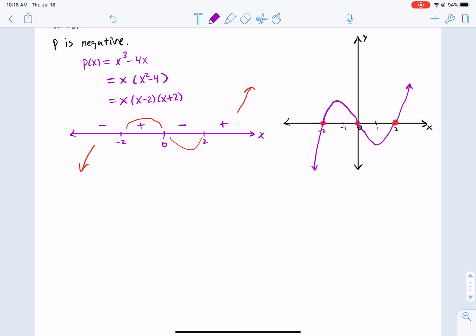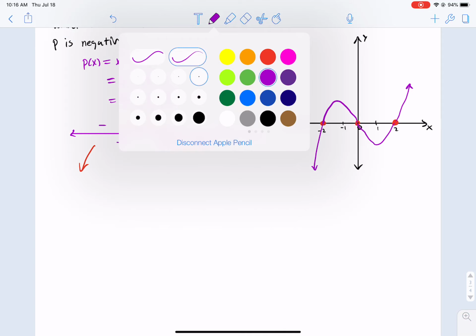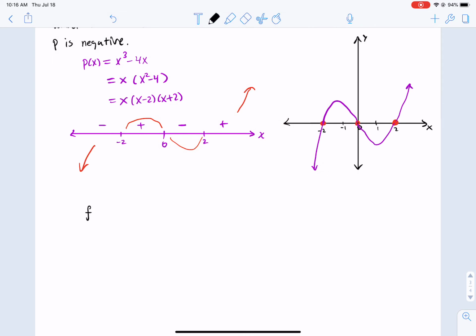Let's see if we can write a few more things here. So p is positive on, and p is negative on. Where will p be positive on?